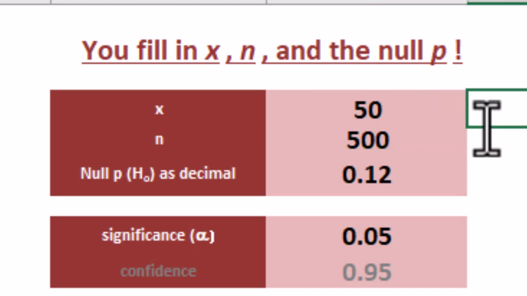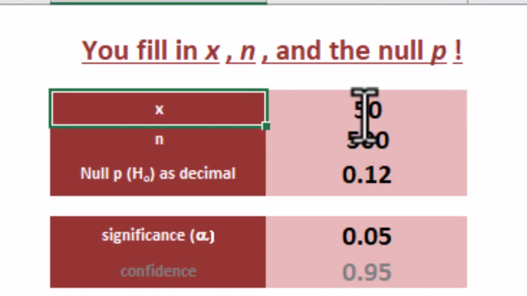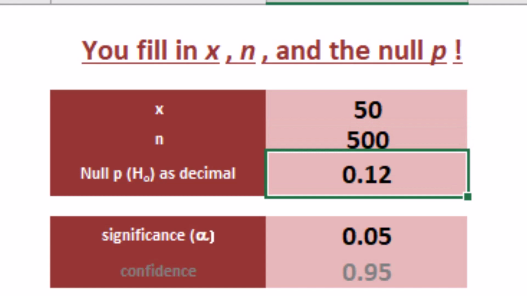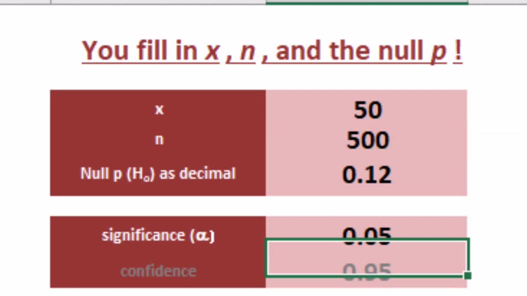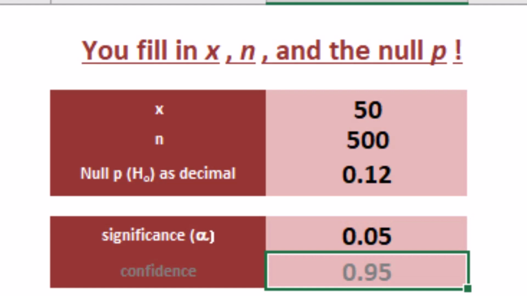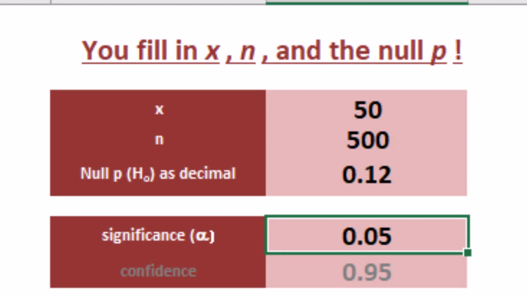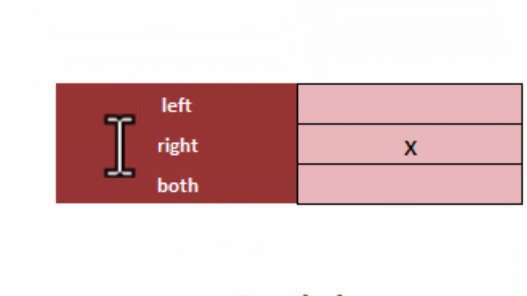So right now, you're all set up. You've got your successes, you've got your trials, and you've got your null. These next boxes down here, significance and confidence, you're probably never going to change those because we generally operate at 95% confidence, which is the same as 5% significance. Very nice. Now, this next box is the only thing you're going to have to change. It asks which tail or tails you want, and you're going to put an X in one of those boxes, either left, right, or both. It's a little bit cryptic right now, but you pick those based on the symbol in the research hypothesis.